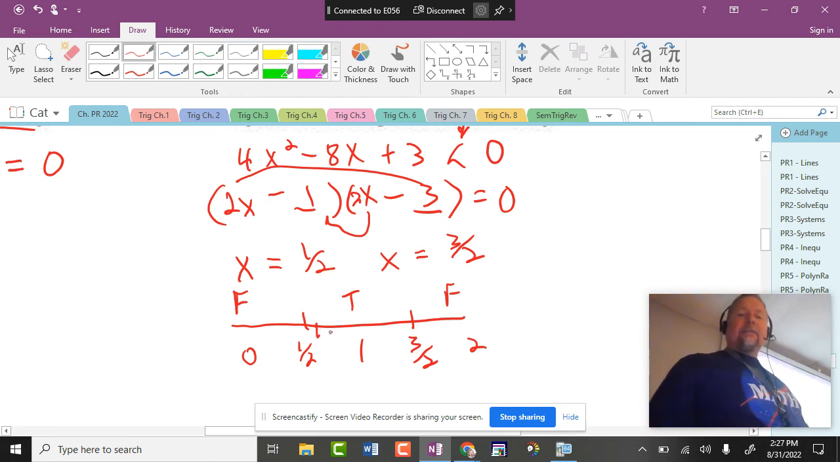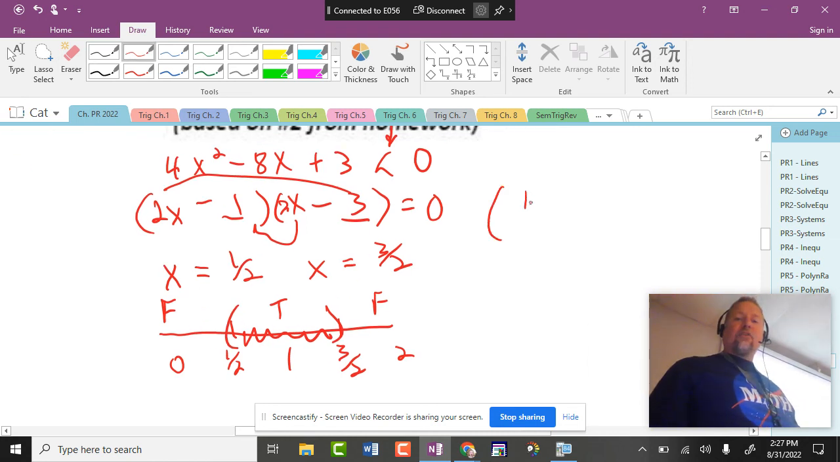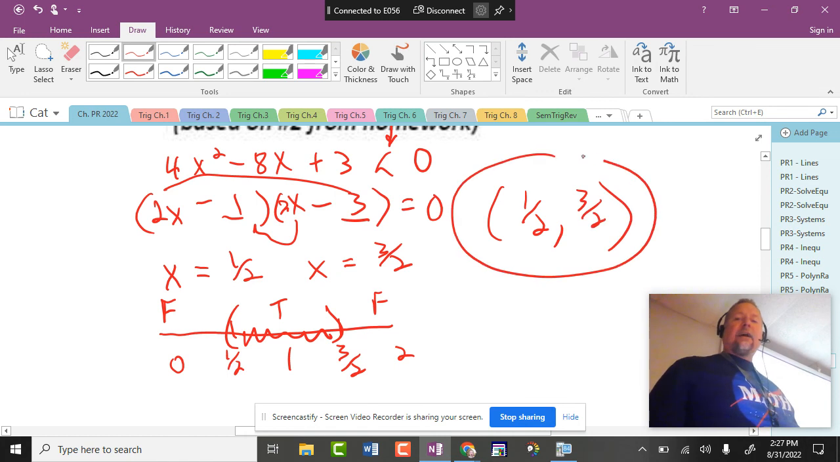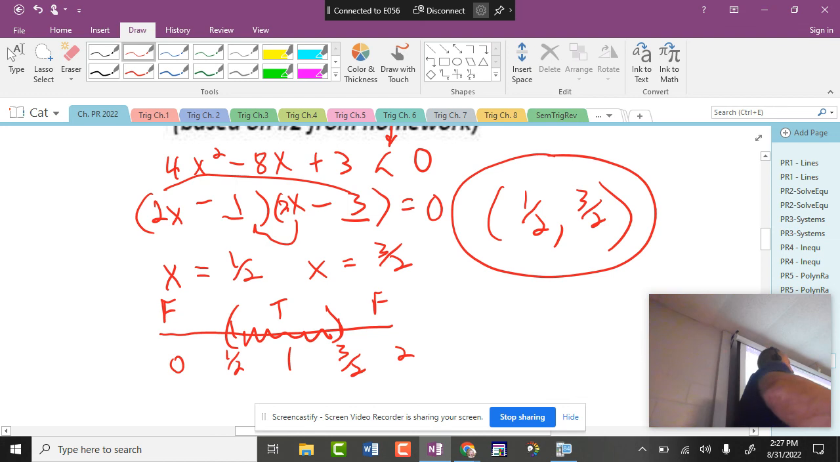So anyway, it's this. And then parentheses. So that's what the answer is. It looks like a coordinate. And that's actually an infinite amount of answers, believe it or not. There are an infinite amount of decimals between 1 half and 3 halves.